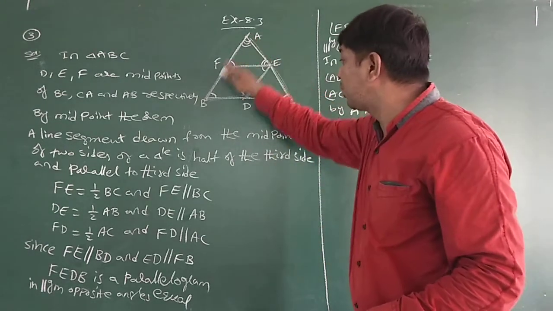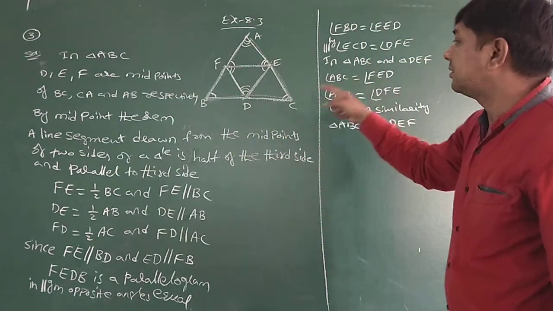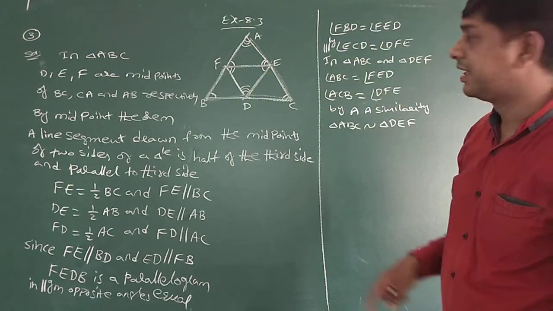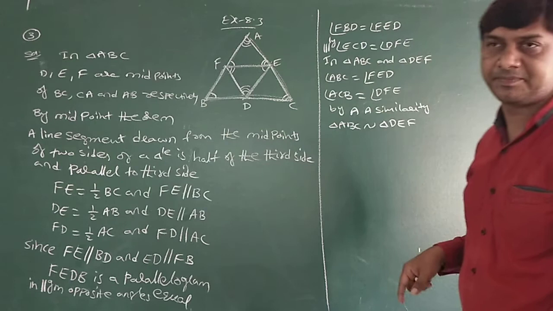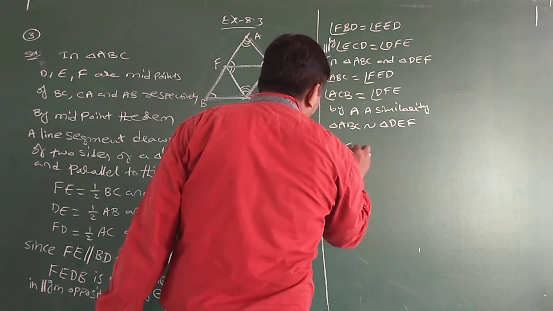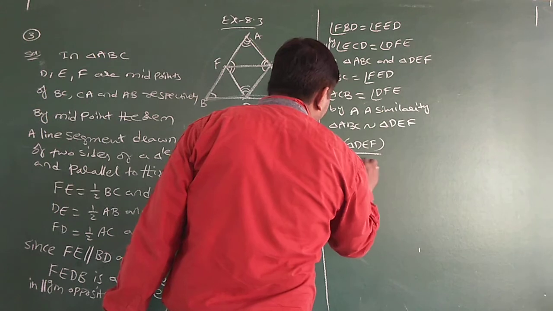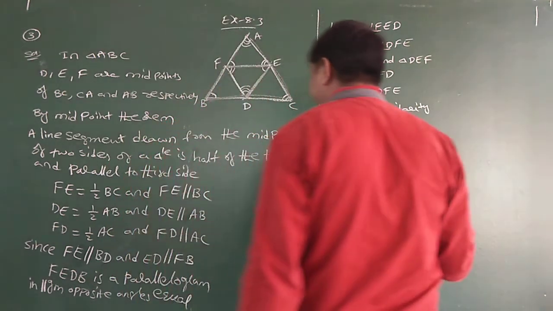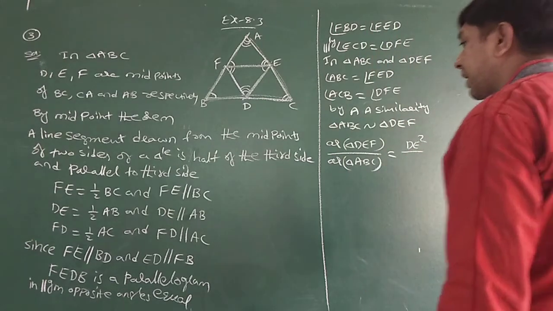Now I am comparing this whole triangle and the triangle formed with the midpoints. So this angle is equal to this angle and this angle is equal to this angle. By AA similarity, the triangle formed with the midpoints is similar to the triangle given. Now, area of triangle DEF by area of triangle ABC is equal to DE square by AB square.